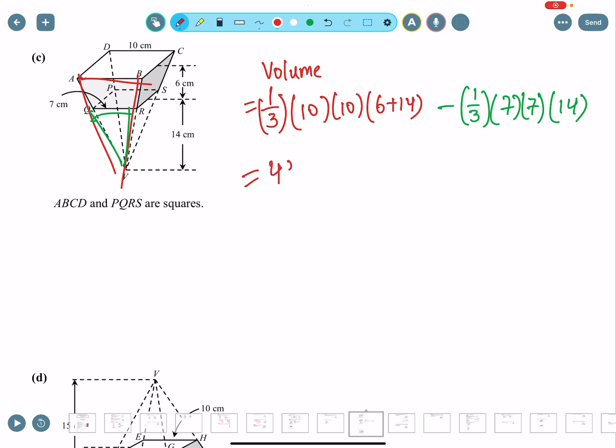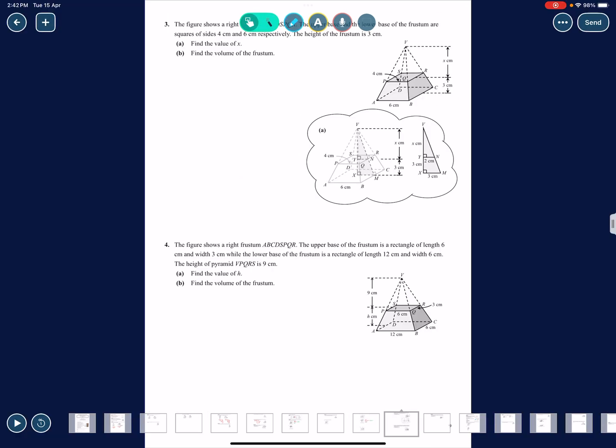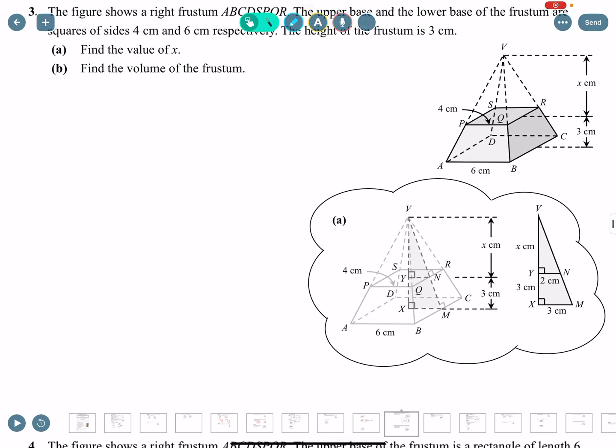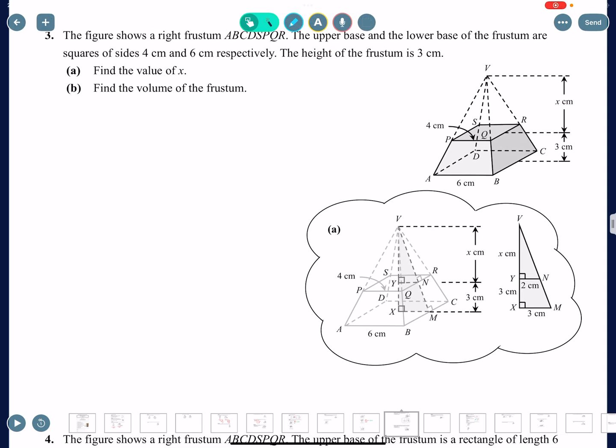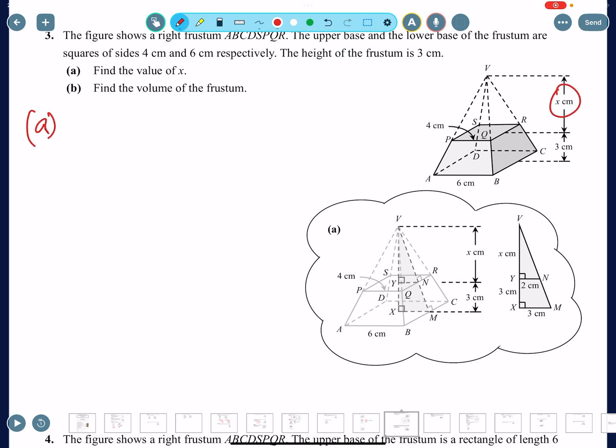I got 438 cm cubed. The last question for this video is somewhat like this maybe. What if you have an unknown, right? So it's basically what you did in the volume of a pyramid, but this time it's a frustum. Okay, I'm just going to do A because B is already well explained in the last 2 questions. Again, it's a square. They love using squares for some reason. X is here, the height of the smaller pyramid. So pretend we're finding the volume. Is it given?